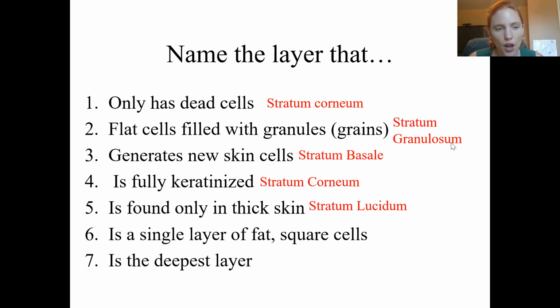Number 6 is which one has a single layer of cube-shaped cells. Remember, most of the cells are going to be squamous in shape, or thinner, flatter, I mean. The ones that are nice and cuboidal at the bottom would be the stratum basale, and the deepest layer, again, would be the stratum basale.